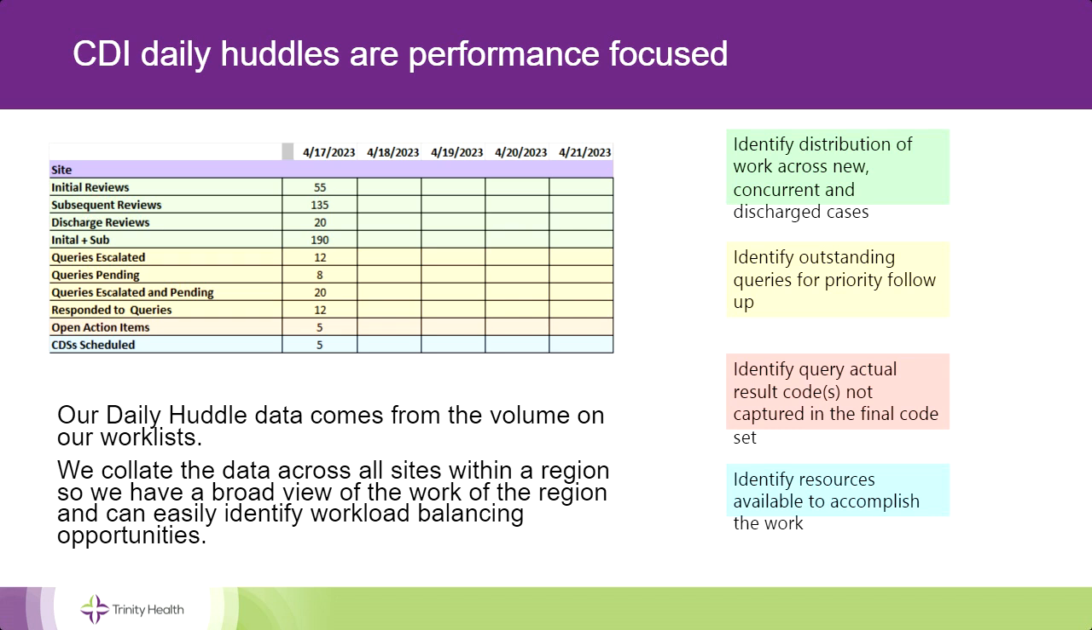So for those of you who may not be familiar with CDI impacts, in order for an impact to calculate, you have to have that ICD-10 code that the CDS was querying for in the final code set. If it's not there, there will be no impact. So we really want the CDSs to reach out to the coders when they don't see that code in the final code set. And then we also look at the outstanding queries for follow-up.